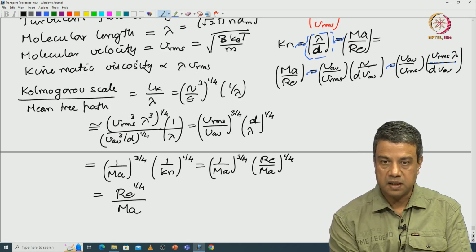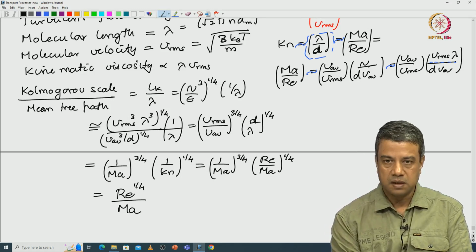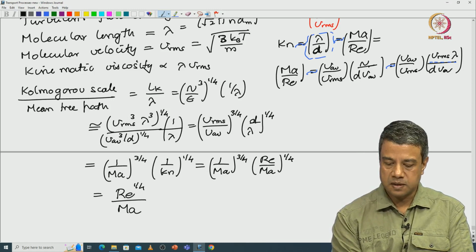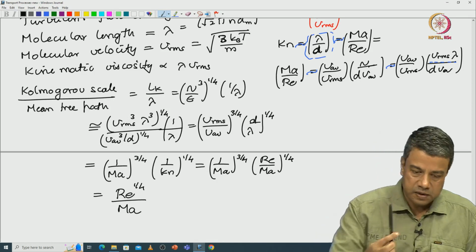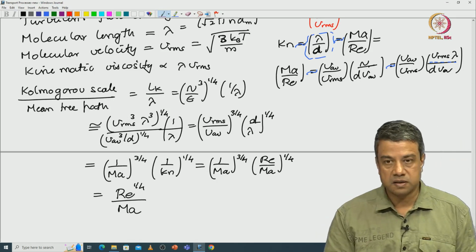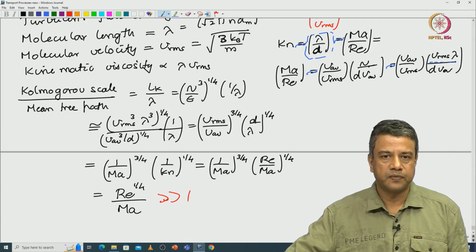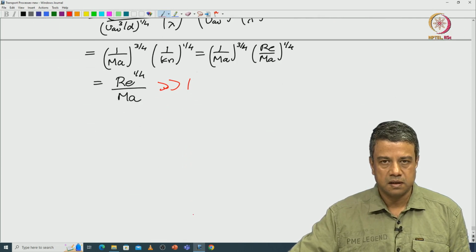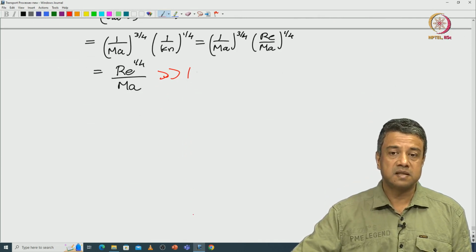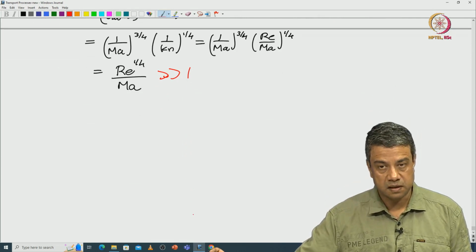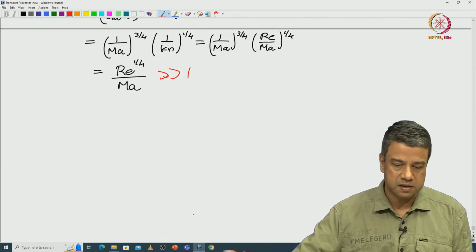For incompressible flow, Mach number is small compared to 1. For high Reynolds number flow, Reynolds number is large compared to 1, which implies that for a high Reynolds number incompressible flow, this is always much larger than 1, for a gas. For a liquid, the length scale is smaller still, so you would expect that the ratio would be larger still.